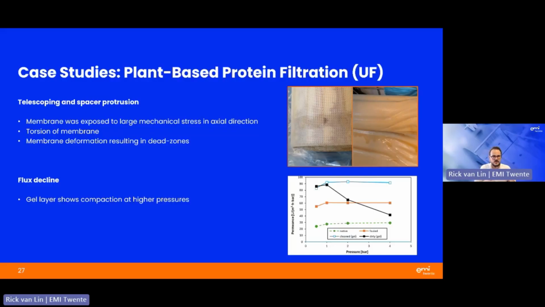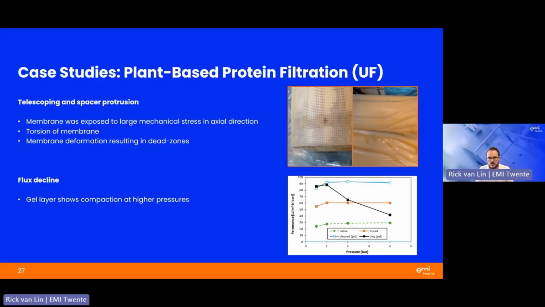So telescoping, spacer protrusion. So this membrane was exposed to very large mechanical stresses. You can see the folds of this membrane. There was a torsion, so you could see that the membrane was sort of twisted. And this all ended up, of course, in having dead zones in production. So localized spots where next to no flow velocity was, and therefore a nice place for this gel-like substance to accumulate in.